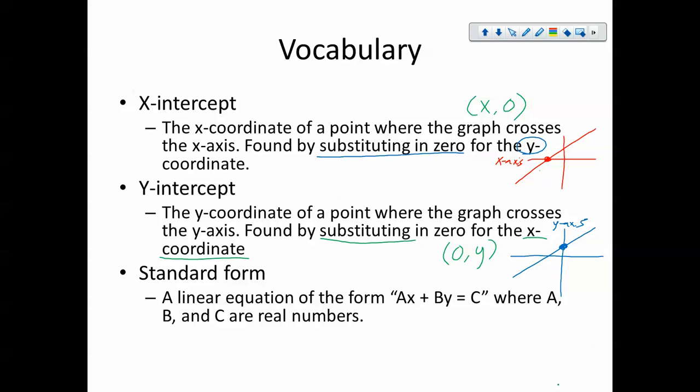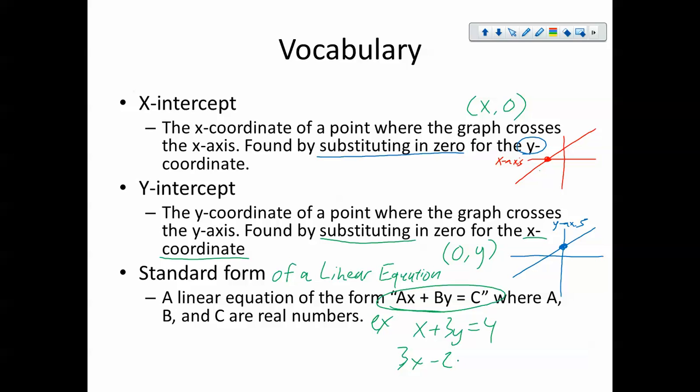Finally, we have this last thing. It's called standard form, and I really should say standard form of a linear equation, just so that we are absolutely clear. You did problems like this yesterday. Some examples of standard form would be x plus 3y equals 4, or 3x minus 2y equals 6. Those are things in standard form.